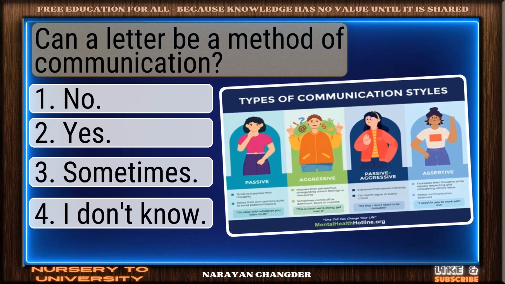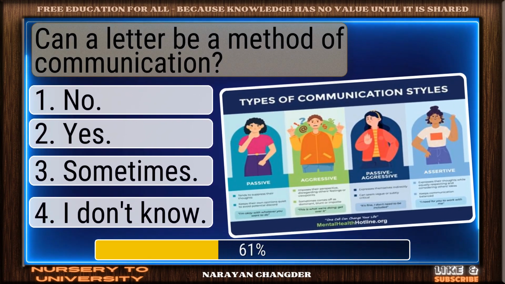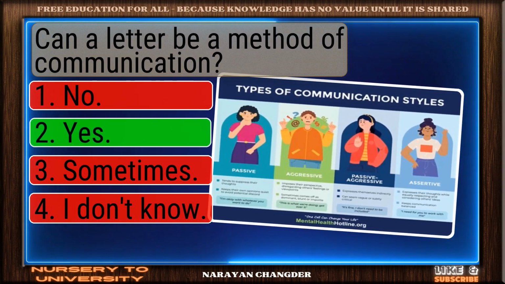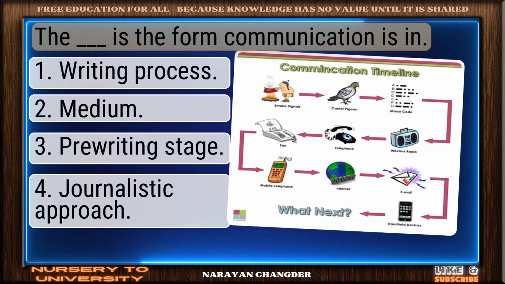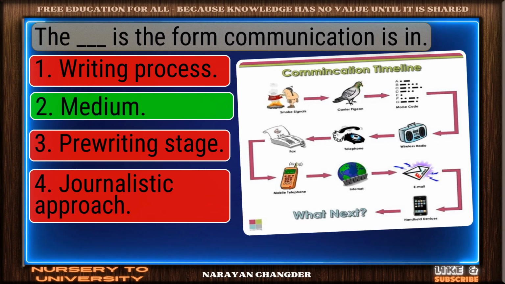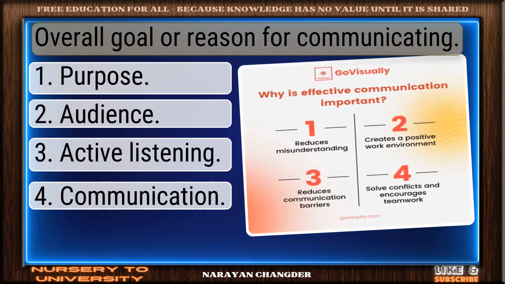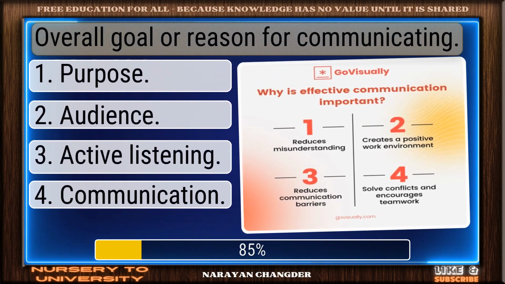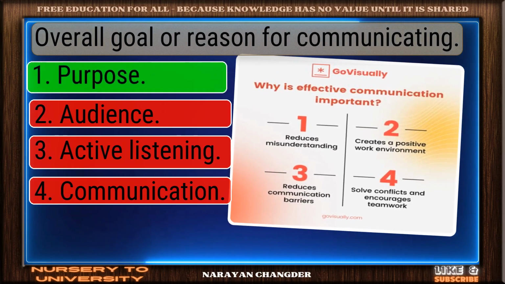Question number 50. Can a letter be a method of communication? Good job. Your answer yes works well here. Question number 51. The dash is the form communication is in. Nicely done. Medium is a solid answer. Question number 52. Overall goal or reason for communicating? Well reasoned. Purpose is the correct choice.